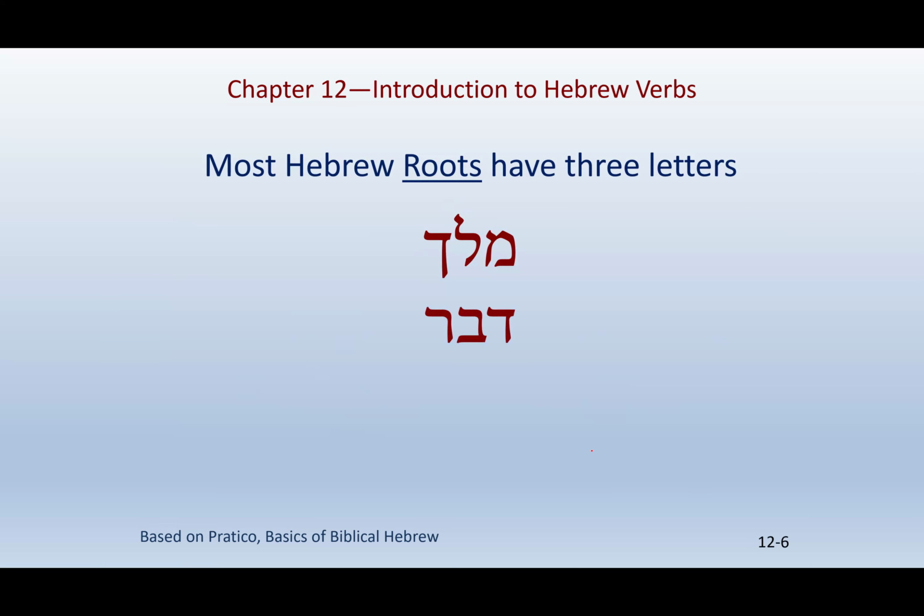Devar is used for words or speaking. Depends on whether it's a noun, then it's a word. If it's a verb, it's speaking. Rosh is head. It can be used for first something. Shaphat is a judge. If it's a noun, it could be a judge, or if it's a verb, it could be to judge, or he judged, or something like that. So all of these are examples of three-letter roots from which we can make nouns and verbs.